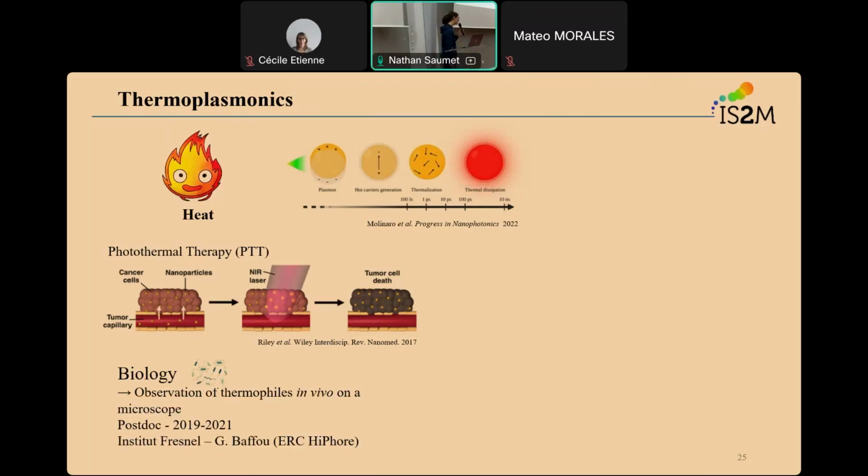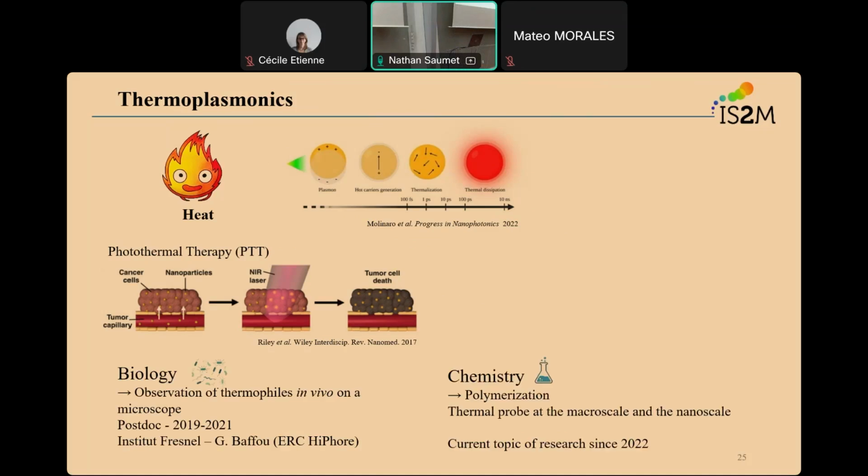But here I will present another application. I worked on that project during my second postdoc at Institut in Marseille. The goal of this project was to observe thermophiles in vivo on a microscope. I carried out this research for more than 2 years at Institut Fresnel with Guillaume Bafou on his ERC project I4. And then I will talk about my current topic of research, which is thermoplasmonics, but chemistry with the polymer.